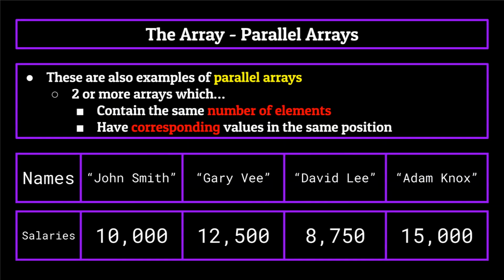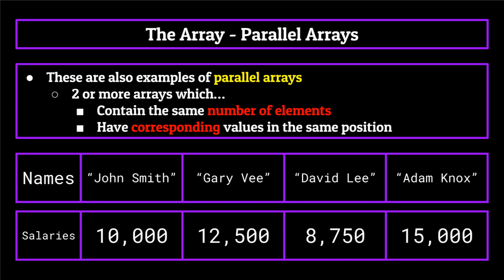Parallel arrays are two or more arrays containing the same number of elements and have the property wherein each element in one array is related to the element in the other array or arrays of the same position. So, from our example, we can say that the first element in our names array, John Smith, corresponds to the first element in the salary array, the integer 10,000. This would mean that John Smith has a salary of 10,000.